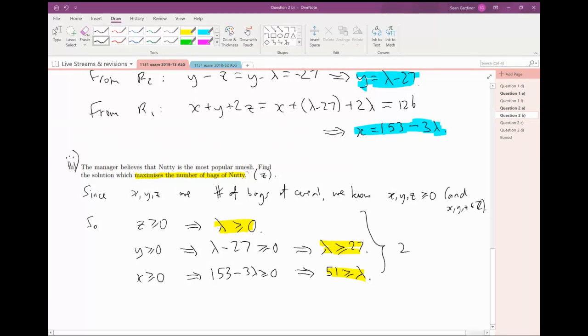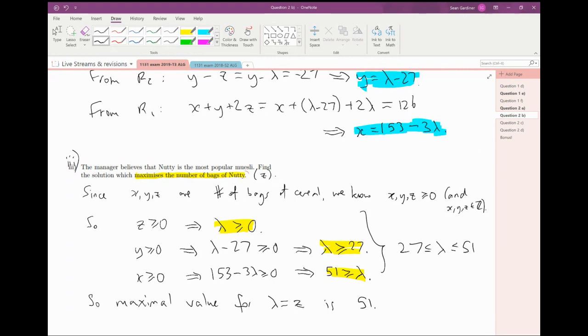So combined, I have this restriction here that lambda has to be between 27 and 51 if I'm going to have a positive number of bags. And so the maximal value for lambda, which lucky for us happens to also be z, is 51. Okay, and so that means that the maximum number of bags of nutty would be 51. Does that solve the problem? Well, you might argue that this question is saying find the solution which maximizes the number of bags of nutty.